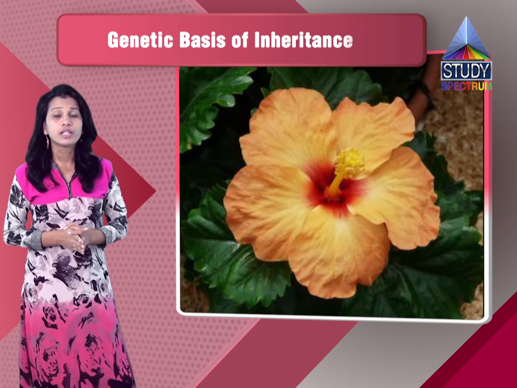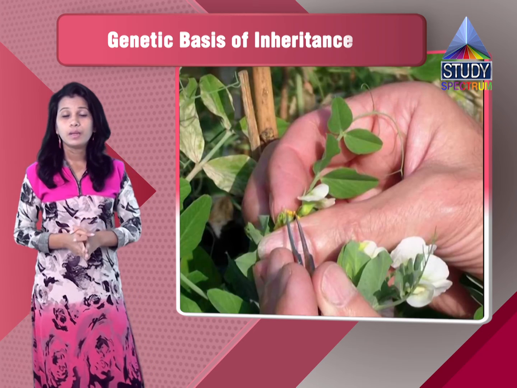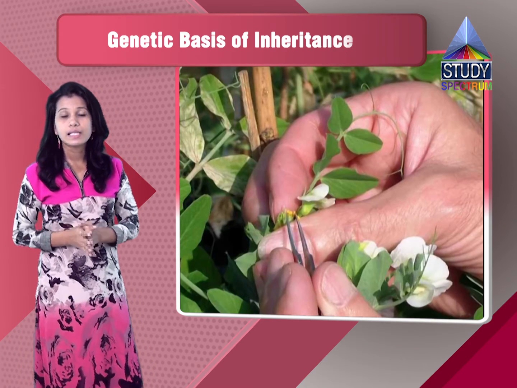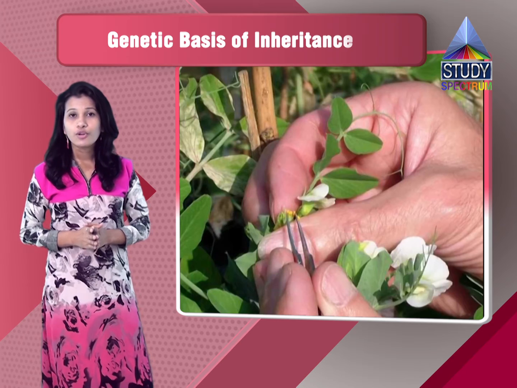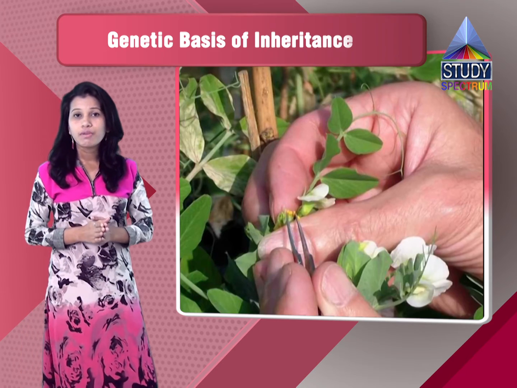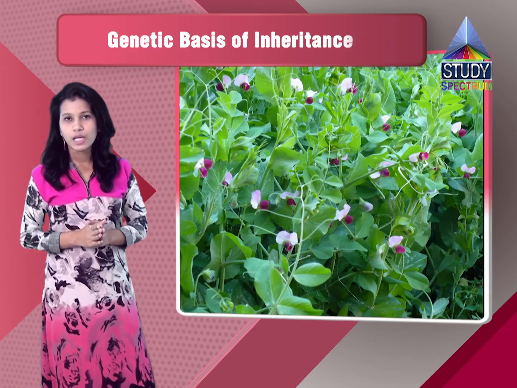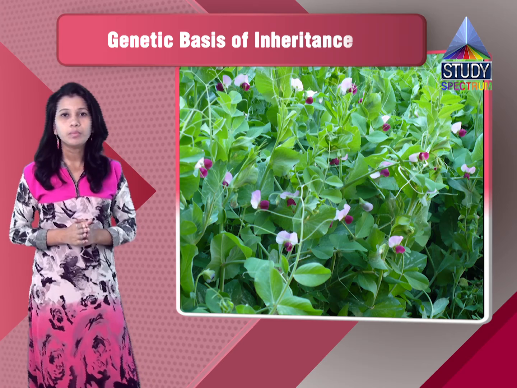Then another reason for selection of this plant is that it has many contrasting characters. For example, we have seen the height of the stem. There were plants which are having tall height and there were plants which are having dwarf height. There was no intermediate character between it.